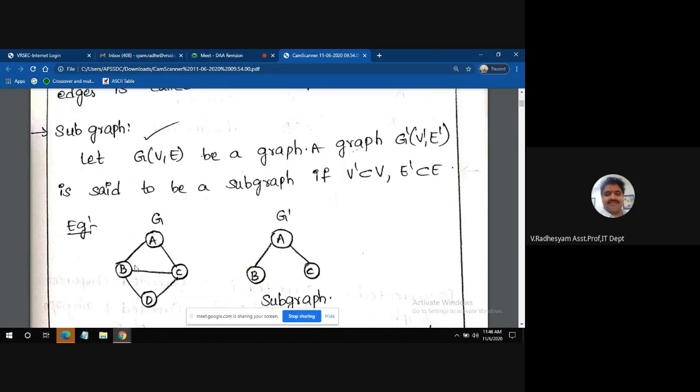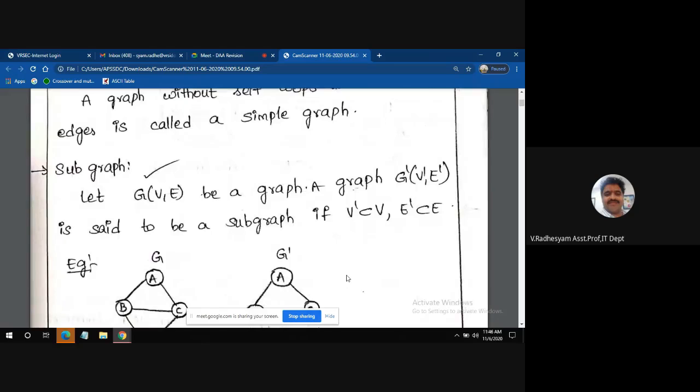Here vertices are A, B, C, D. Four vertices are there. Take any three or two. There are so many edges like AB, AC, BC, BD, CD. So different edges are there. Consider some edges. A subset of some vertices, a subset of some edges. The combination is called a subgraph.